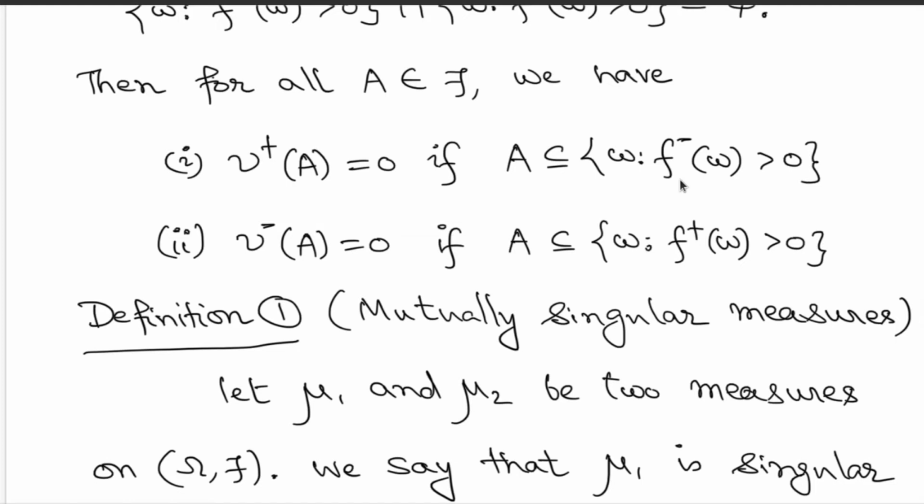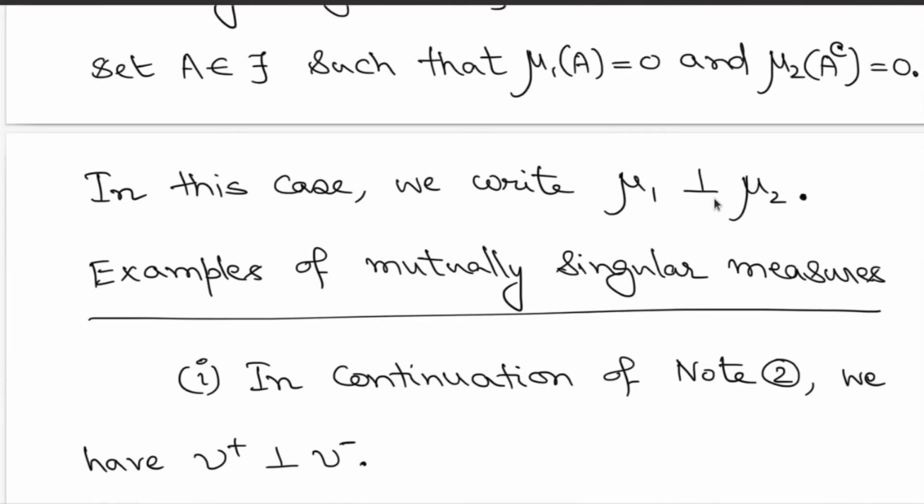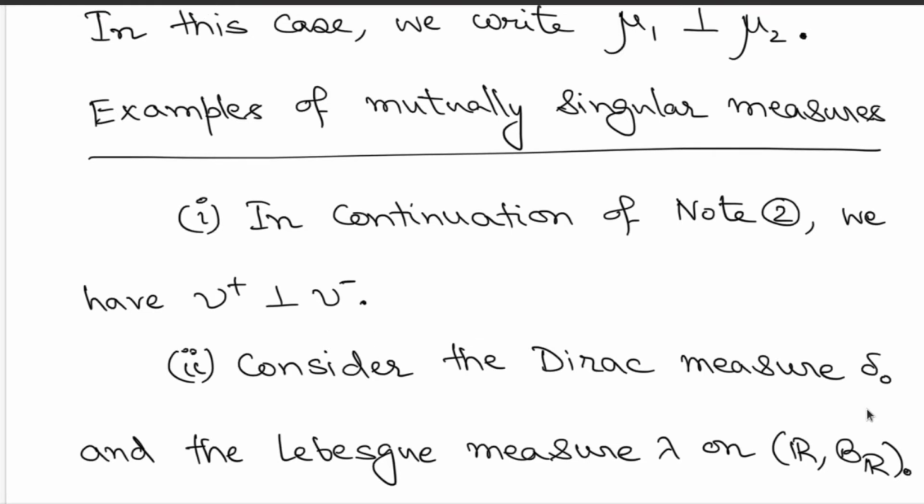Anyway, if you wish, you can include that set in either of these sets where f plus is positive or f minus is positive. Either way, you get two distinct sets, where on one side nu plus assigns 0 mass, and on the other side nu minus assigns 0 mass. So with this observation and this definition, putting them together, you will write that nu plus and nu minus are mutually singular.